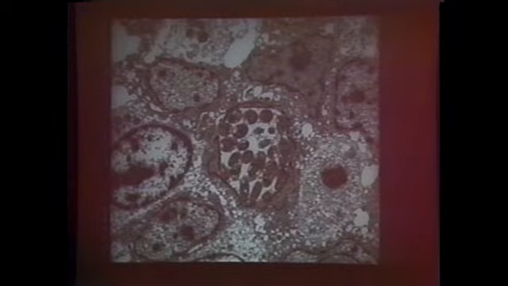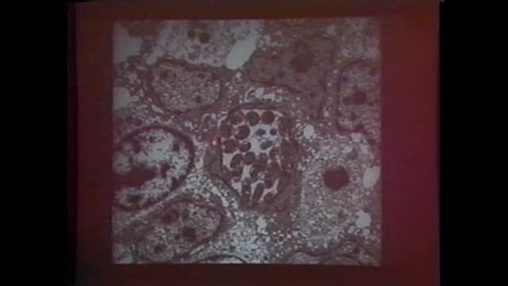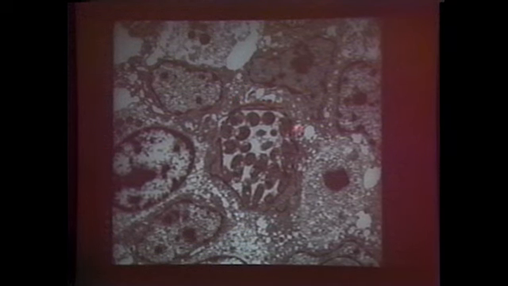A coccidian, right. We did EM on it. Look, here's the host cell nucleus, and you see all these zoites from a schizont. Hey, isn't this pretty? You see, and there's different schizonts. They're at different stages of development. This is mature, this is not. Here we go. Look at how they're budding from a residuum. Pretty little things, aren't they? Look at that.